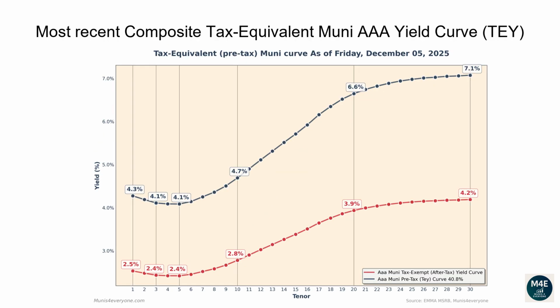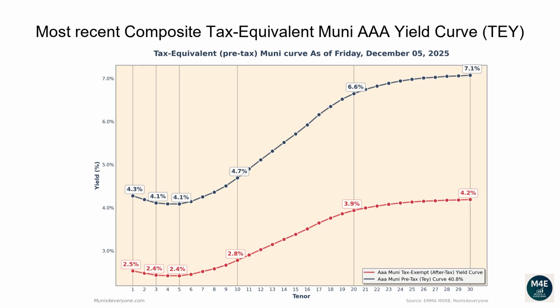Let's now go over the most recent composite tax-equivalent Muni AAA yield curve. The following graph shows, in red, the tax-exempt after-tax Muni yield curve, versus in blue its tax-equivalent pre-tax version, assuming a 40.8% top tax bracket as of December 5, 2025. Why would you care to see the tax-equivalent version of the Muni yield curve? More on this later. Let's first go over the pre-tax, aka tax-equivalent yield curve.